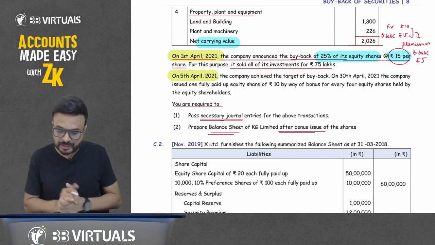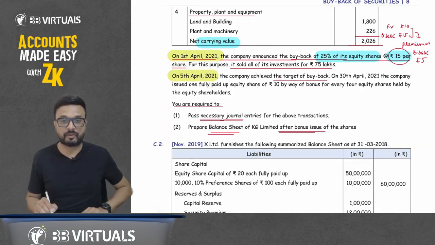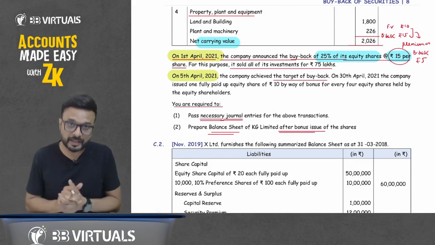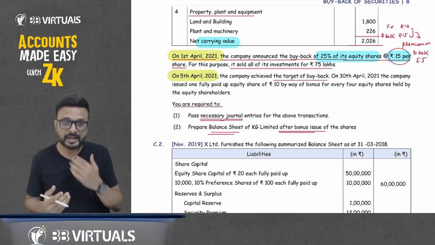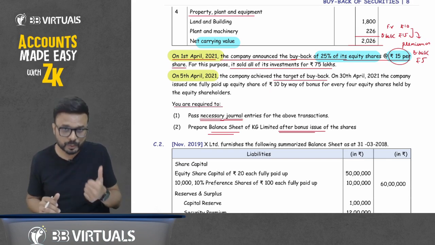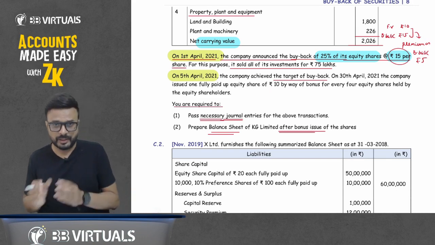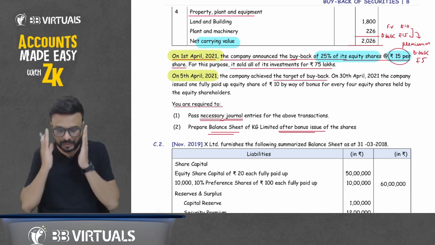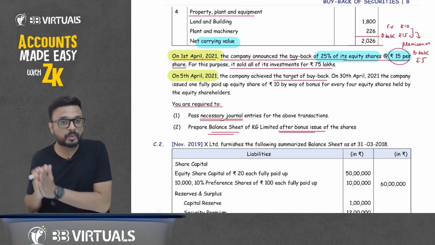The company achieved the target of buyback. What do you mean by that? There are some tests that should be fulfilled by the company before the buyback. Those conditions are related to the resource test, shares outstanding test, and debt equity ratio test. So we don't have to worry about those tests. We have not yet discussed those tests. We'll do it later.